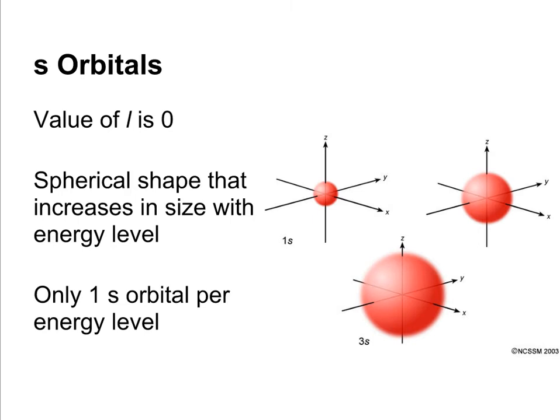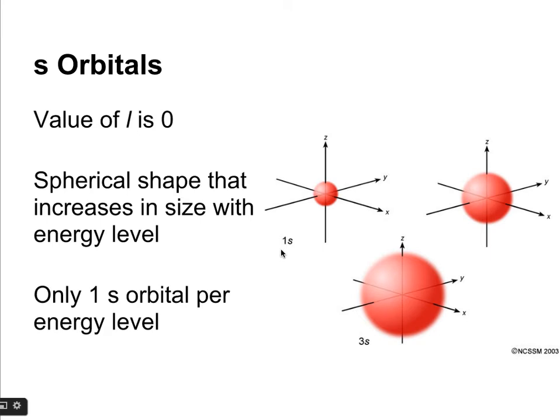Looking at s orbitals, they've got an L value of 0, and they have a spherical shape that increases in size with the energy level. There's only one s orbital per energy level, so for every principal energy level, for every n, there's only going to be one s orbital. And s orbitals are pretty easy to remember, because you can think s in sphere. That's not the root of how it got that designation S, but it's just a happy coincidence for us.